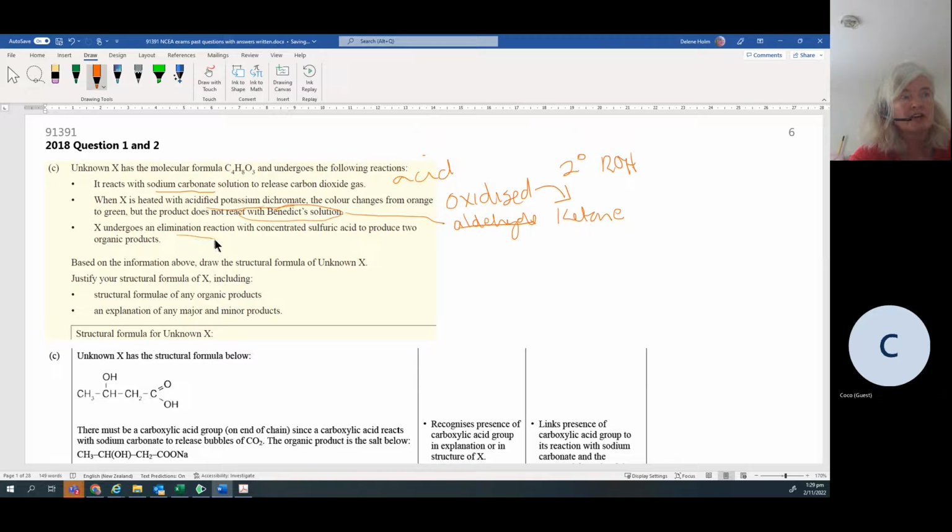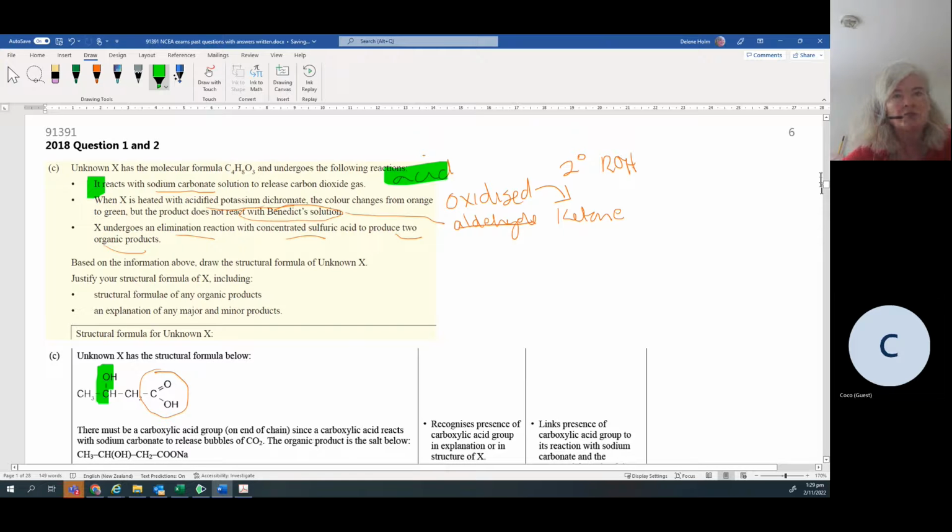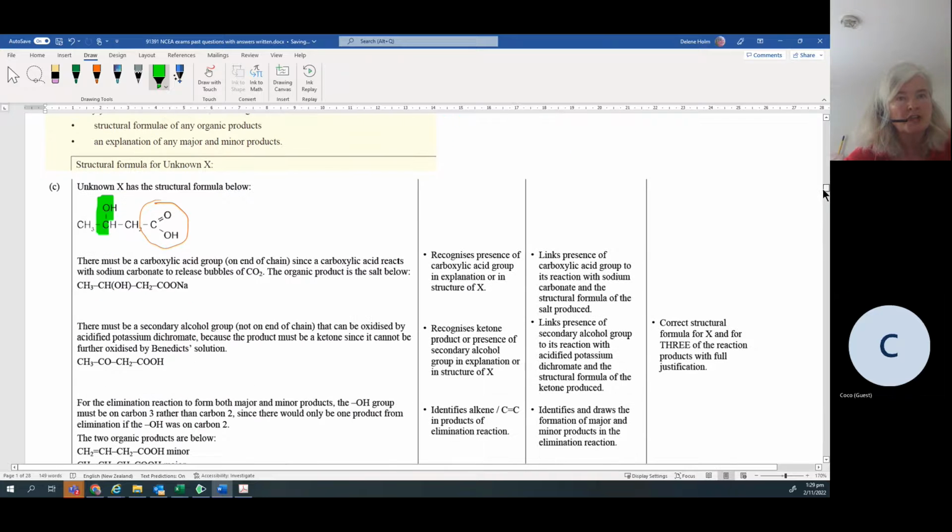X undergoes an elimination reaction with conc. sulfuric acid to produce 2 organic products. So I would suggest just jot ideas down. Can you see what they've done here? There's my carboxylic acid. So this is the answer. So that was that, the carboxylic acid from this point. And remember, I said because it's got to form a ketone, it will have to be a secondary alcohol. And you have to explain. So remember, to get an excellence, you have to give as much detail as possible.